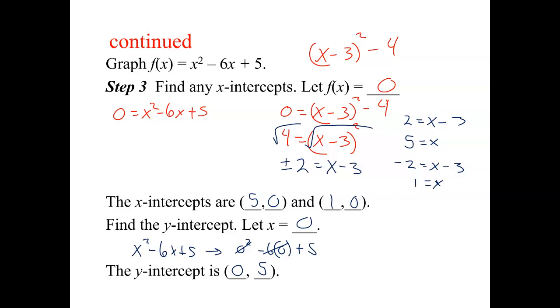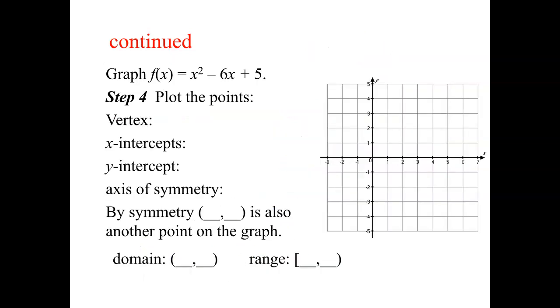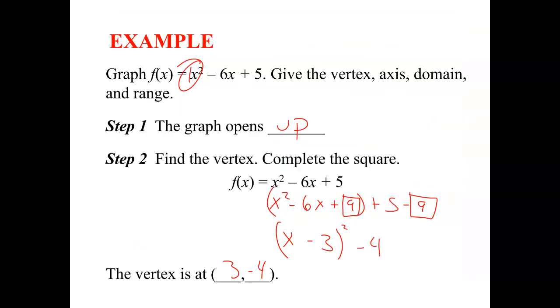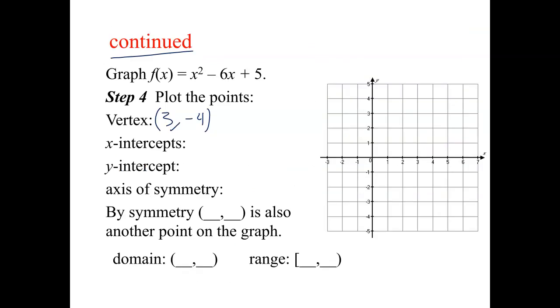So let's put it all together. Alright. Where's my vertex? Look back in your notes. Where's the vertex? It's 3, what? 3, negative 4. Guys, this is the same equation. We're still on the same one. That's right. Because remember, it was x minus 3 squared. Same equation. Okay? So I got my vertex.